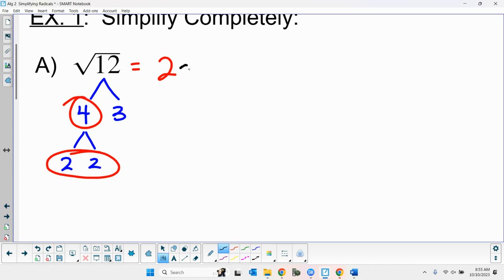Okay? What's left is the 3. We just simplified that. We'd say 2 radical 3. The square root of 12, or radical 12, is 2 times the square root of 3, or 2 radical 3. Okay? That's simplest radical form. Right?